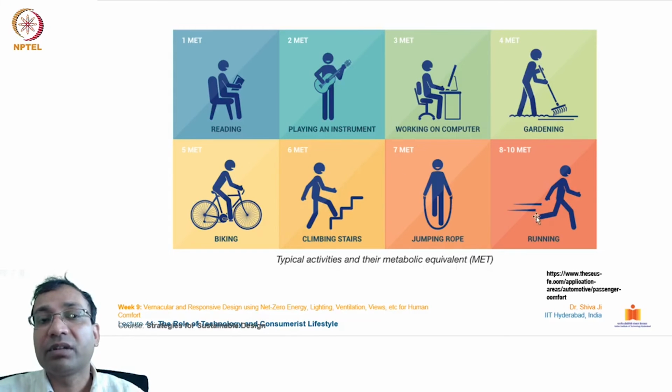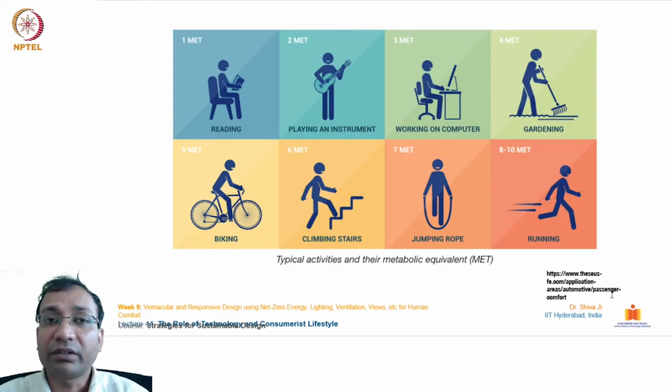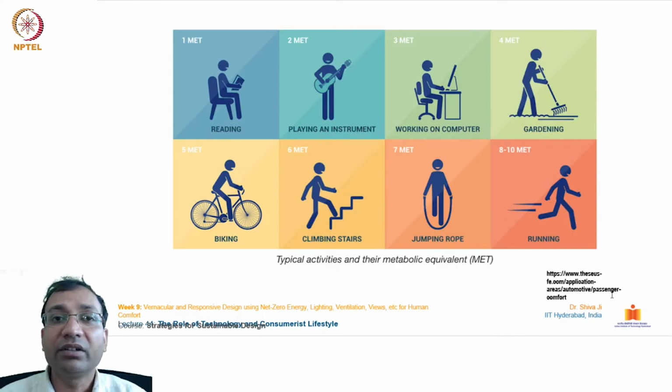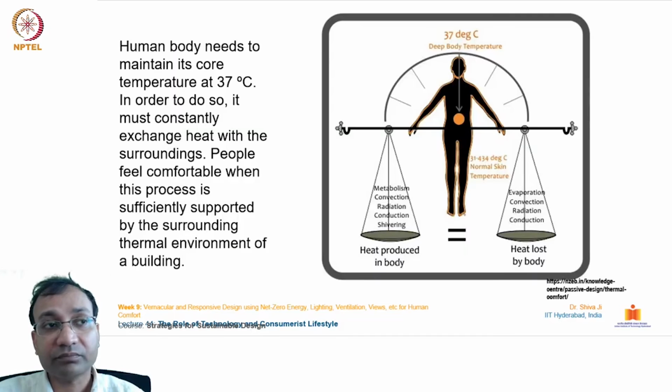And if you are running around, jumping heavily, that is in the range of 8 to 10 MET. So this is the activity and metabolic equivalent scale you can understand. This is important to release the heat, and to spend the energy which we absorb from food and all that. So this helps in creating an established equilibrium of metabolic activity in our body.